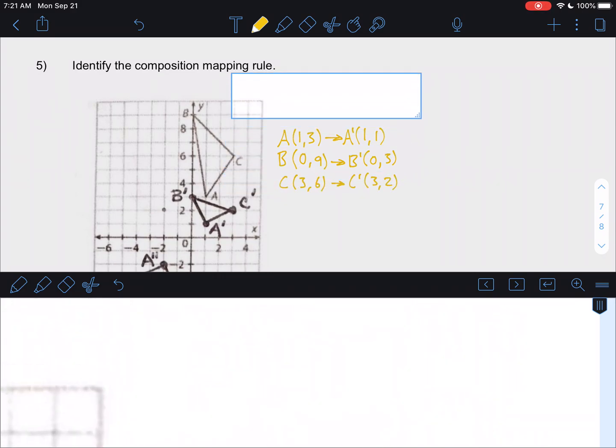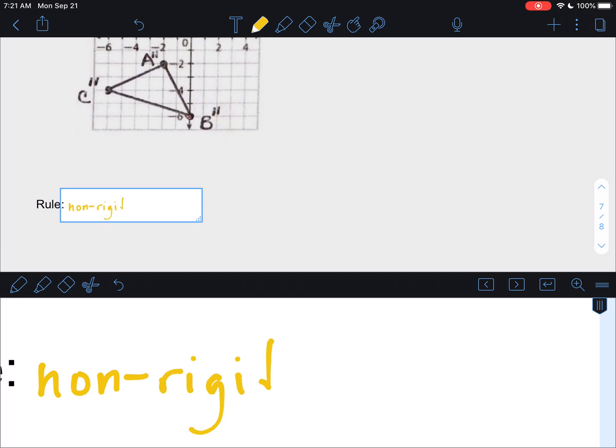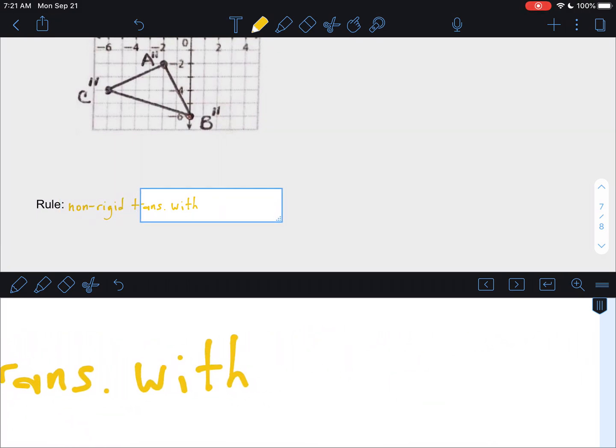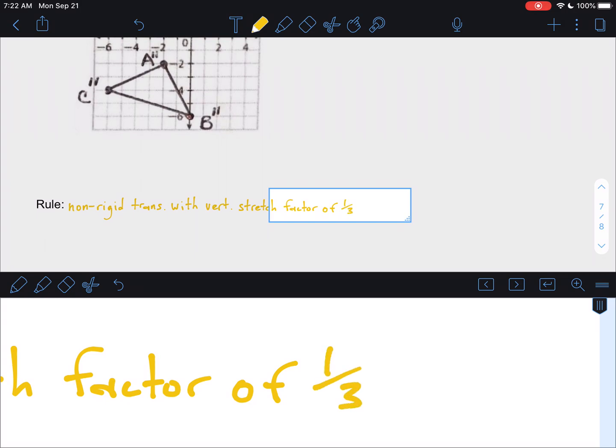So the first transformation that occurred was a non-rigid transformation with, and this time it was the y values that were being multiplied by 1/3. So with a vertical stretch factor of 1/3. Non-rigid transformation with a vertical stretch factor of 1/3.